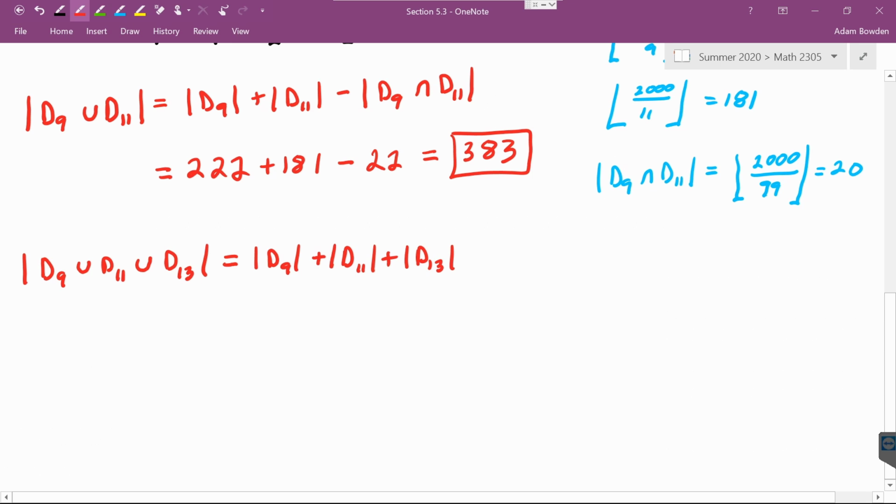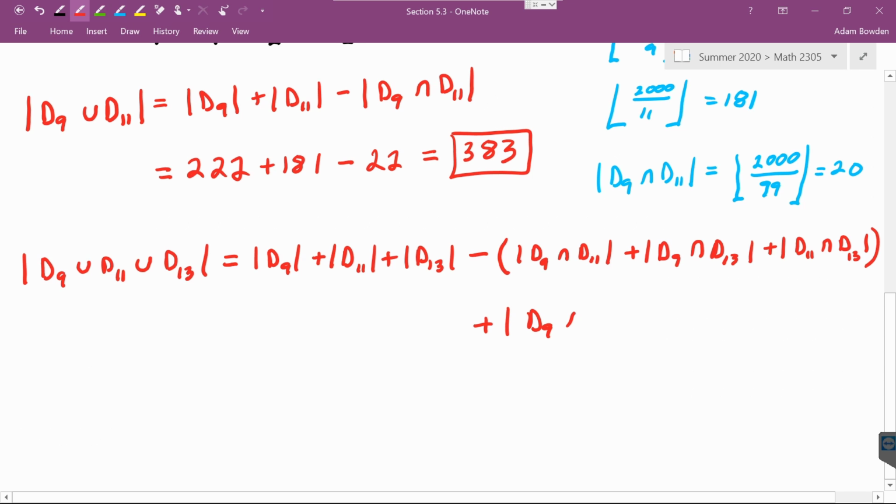Okay, and then I have to subtract the number of elements in intersection, but 2 at a time. So we can do that with D9 intersect D11, also D9 intersect D13. And also we can do D11 intersect with D13. Those are the different ways we can put those together 2 at a time and intersect them. But then we have to add together the intersection of them all at once, 3 at a time.